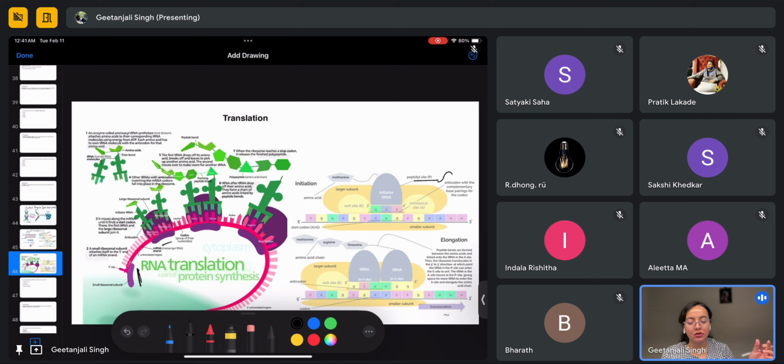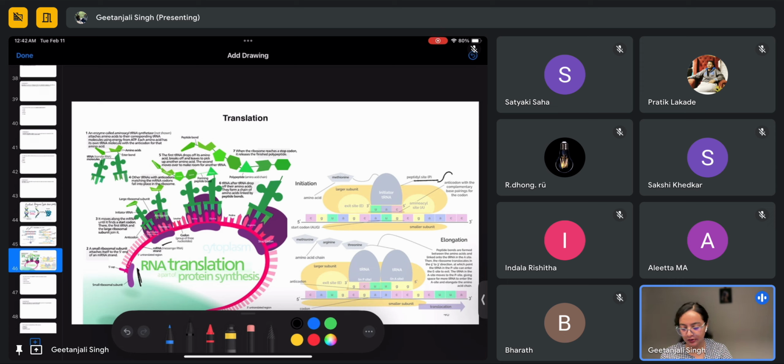until it reaches a stop codon: UAA, UAG, or UGA. They do not code for any particular amino acid. They disrupt the ribosomal attachment, and hence the process is stopped there. So that's a very brief summary of translation.